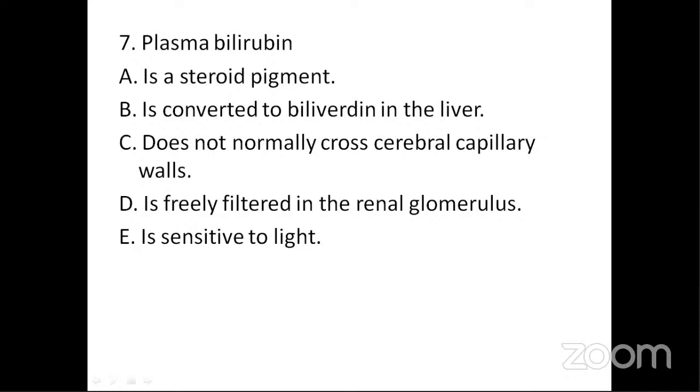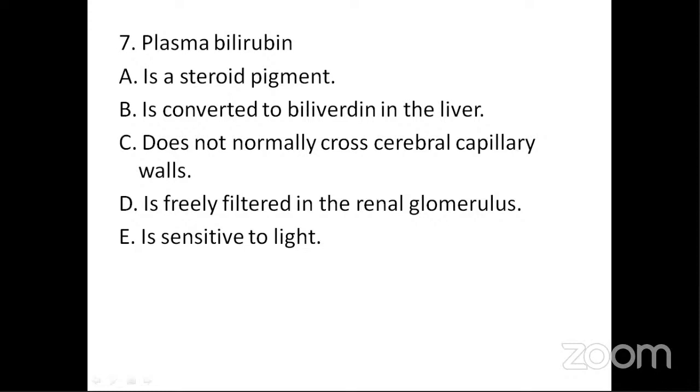So it is false. Next, C option, does not normally cross cerebral capillary walls. Yeah, this is true. The blood-brain barrier normally prevents bilirubin entering brain tissue. So it does not cross. So C option is true. Next, D option. It is freely filtered in the renal glomerulus. False.